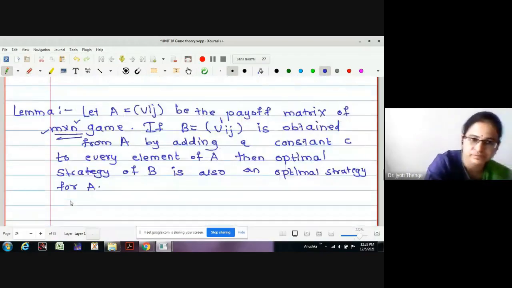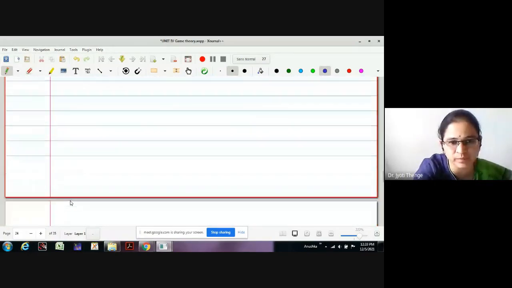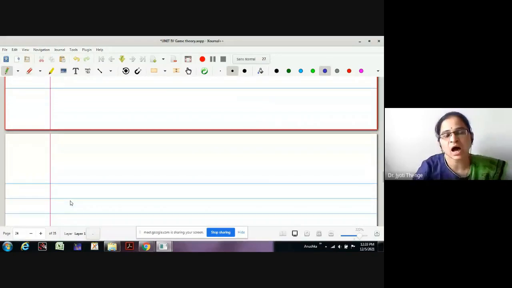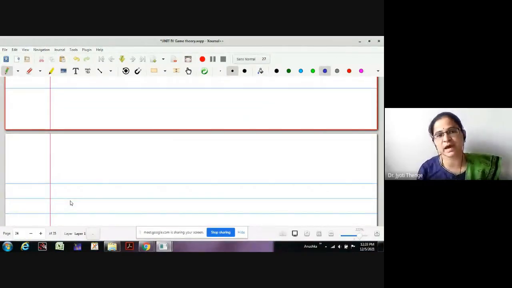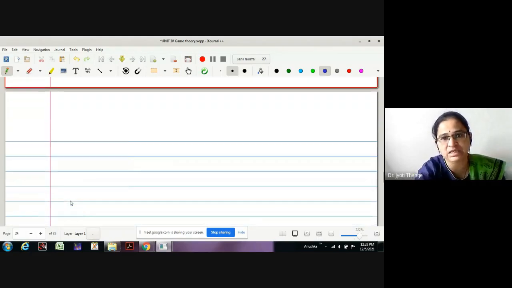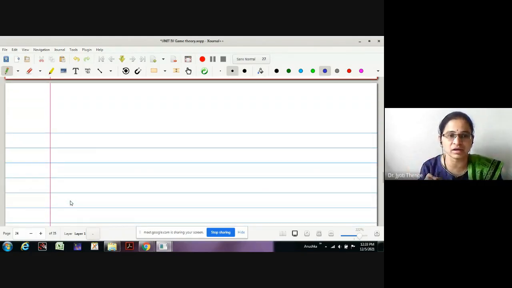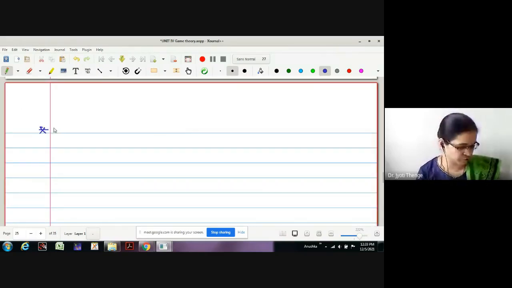Okay, let me go to the next one. The main point we want to discuss today is how we are going to use the maxmin and minmax criteria of mixed strategies to derive an LPP. That is, we are going to solve these rectangular games of mixed strategies by using a linear programming problem. Therefore, we will first see an equivalence between rectangular games and linear programming problems. This is the main point we want to discuss today.